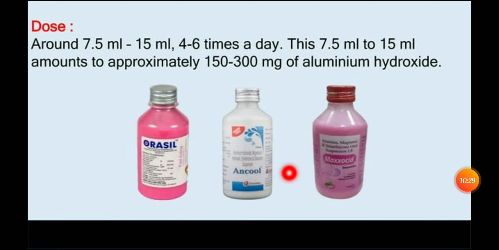See, in the market there are different types of antacids available related to this, around 7.5 ml to 15 ml, 4 to 6 times a day. The dose for this antacid is 7.5 ml to 15 ml, which approximately contains 150 to 300 mg of aluminum hydroxide. Okay, 150 to 300 mg of aluminum hydroxide is in the dose. So this is the first example.